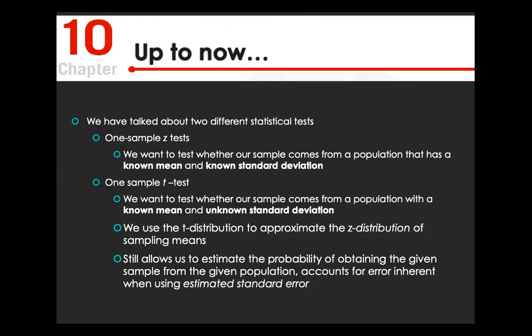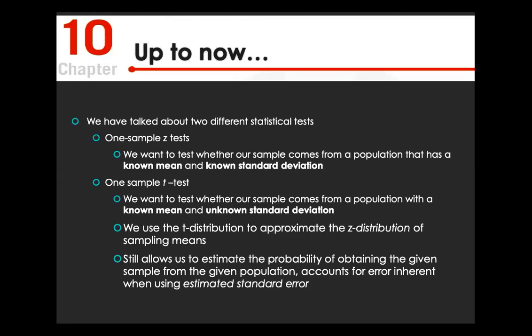So far, we've talked about two different statistical tests, one sample z-test and a one sample t-test. And if you recall from many weeks ago now, the z-test is when we want to test whether our sample comes from a population that has a known mean and a known standard deviation, right? So it's kind of the most basic test we can do when we know the mean and standard deviation.